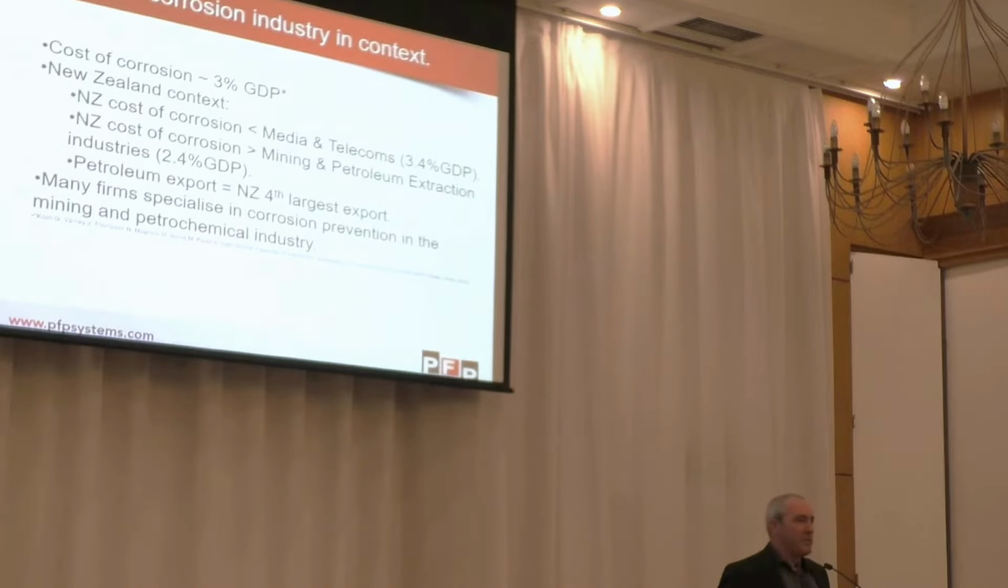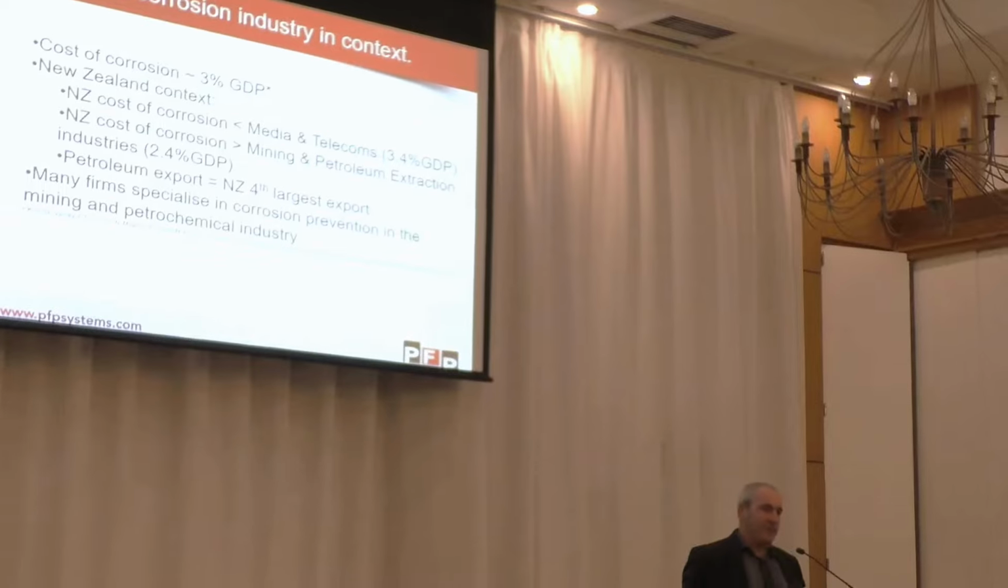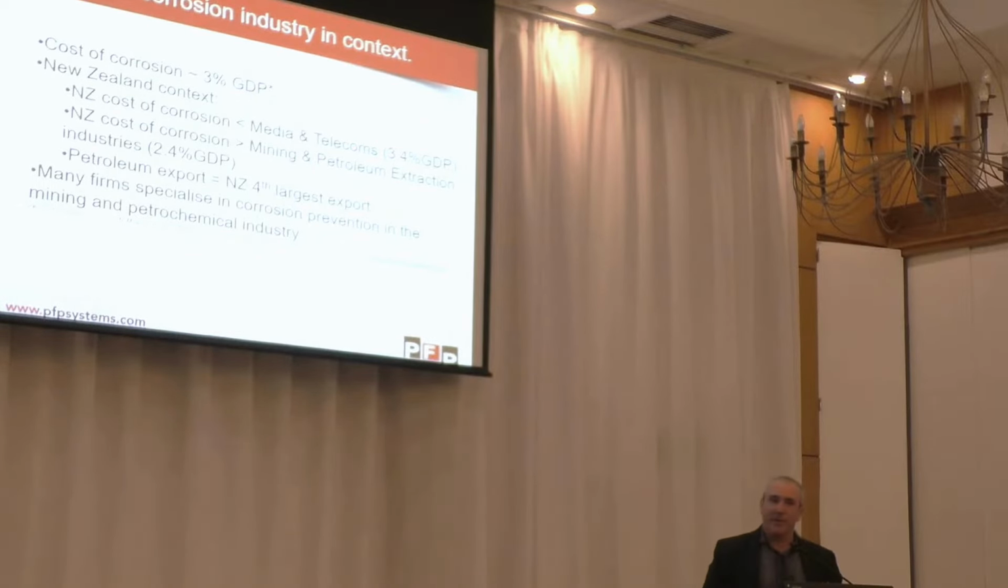So first of all, a bit of industry context from the recent NACE impact study, and Jeff alluded to it earlier. If we were to extrapolate in the New Zealand industry, the cost of corrosion sits between media and telecoms and mineral and oil extraction industry. So it's a reasonable size. Until recently it was around about our fourth largest export. And of course, we're here today because we have many firms that are operating in that particular space. So it's not insignificant, and it's a very good industry.